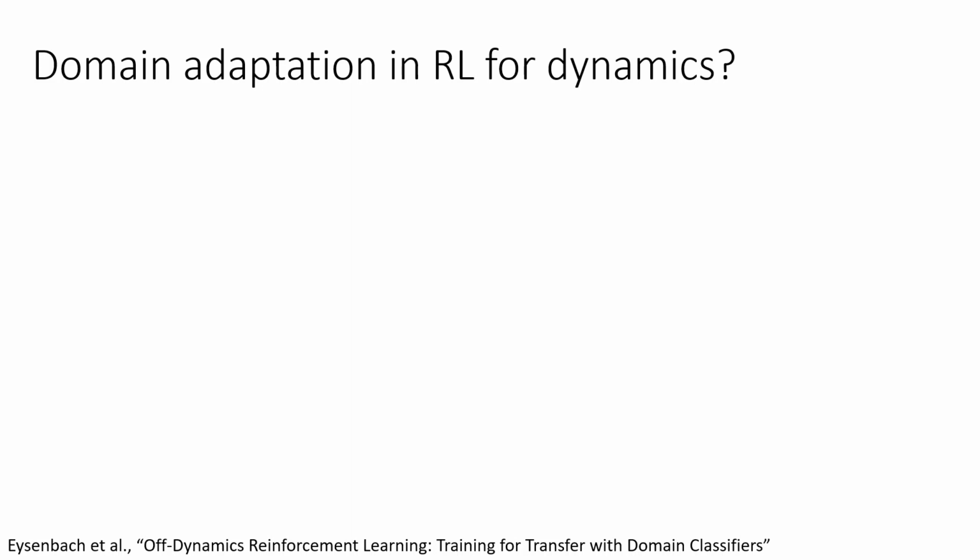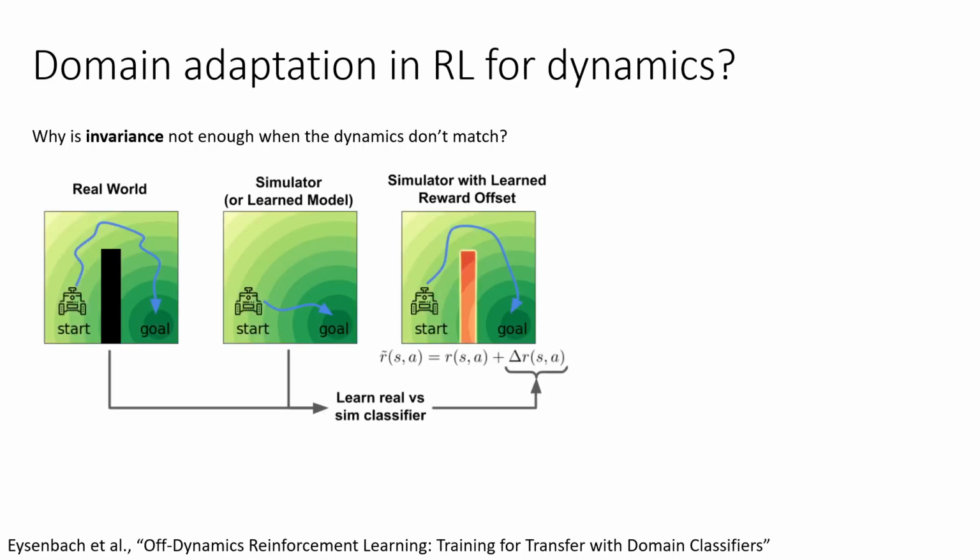Now, I mentioned that sometimes you could also get into a situation where it's not just the images that differ, it's actually the dynamics themselves that are different, in which case simply forcing invariance like this might not be a good idea. So can we do some kind of domain adaptation if the dynamics change? Invariance is not good enough if the dynamics don't match, because you don't actually want to ignore the functionally relevant differences. But what you could do is change your reward function to punish the agent for doing things in the source domain that would not be possible in the target domain.